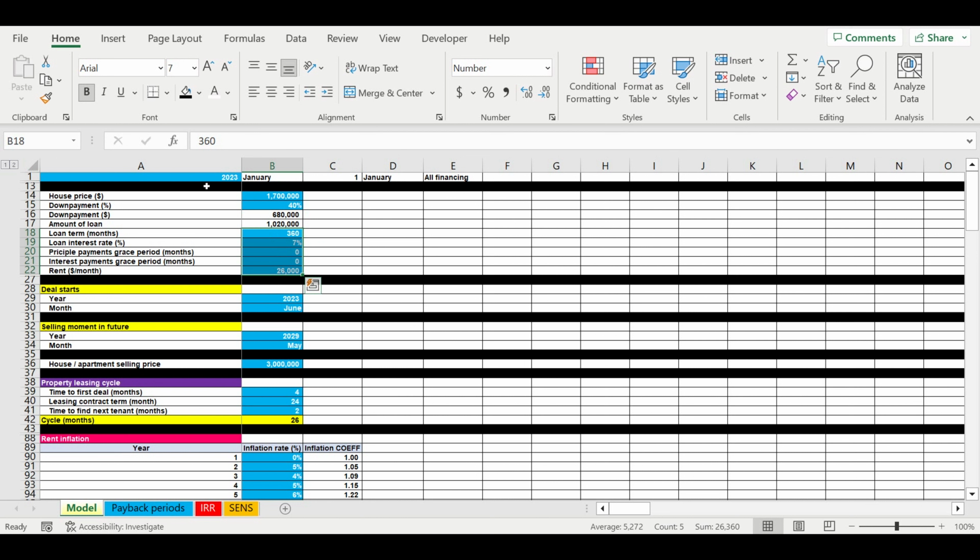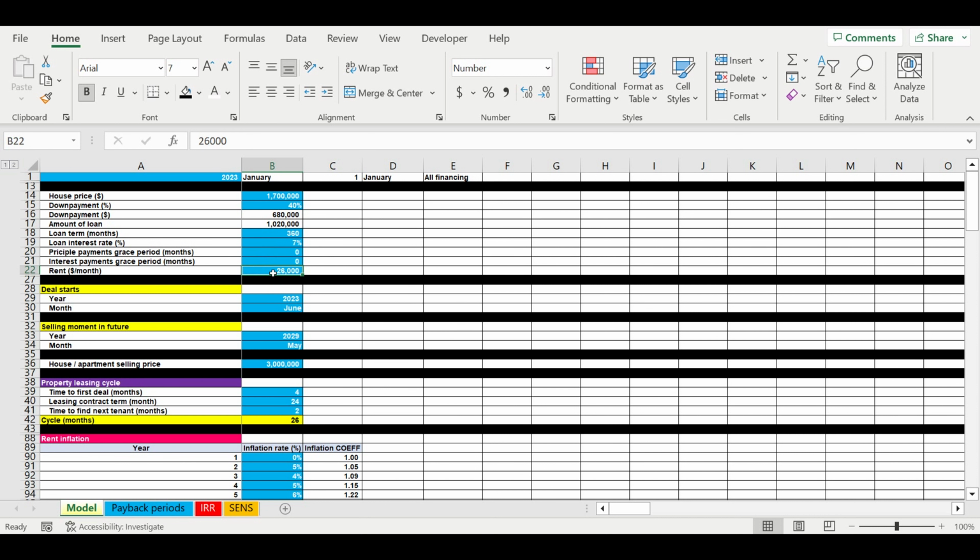So first of all, we start with specifying the first year of financial projections. Then we specify the house price or an apartment price that we are going to buy. So this will be the asking price to buy. Then we specify the percentage of down payment. Then we specify the term of loan in months, the mortgage interest rate of this mortgage. If we do have any grace period for principal payments or interest payments, we can specify this grace period in months here in these two cells.